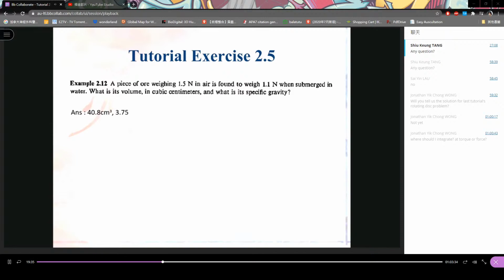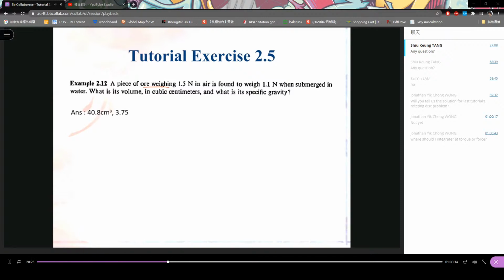Next, I would like to do this example very quickly. This is about buoyancy force. Now remember the force. Here we have an ore, which is a substance anyway, right? Its weight is 1.5 Newton in air, and its weight is 1.1 Newton when it is submerged in water. So in air and in water, because of the buoyancy force, the weight of the object can be different, or the weight difference.